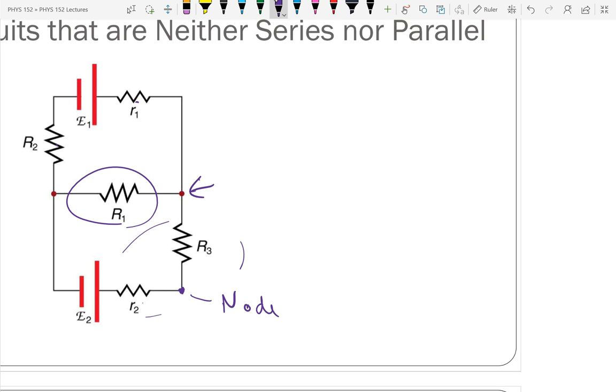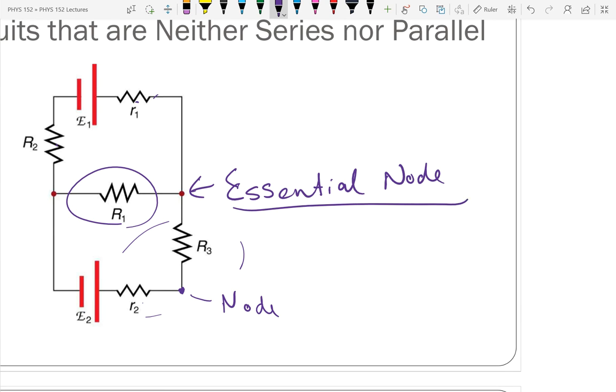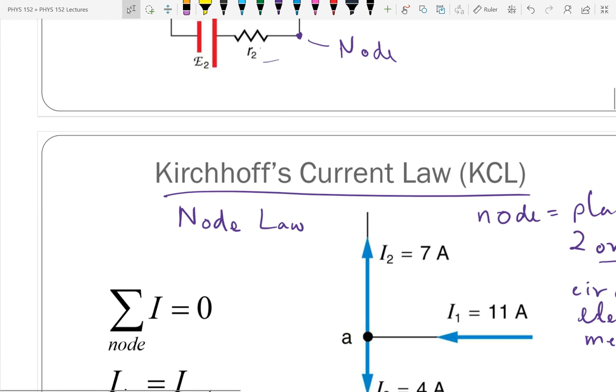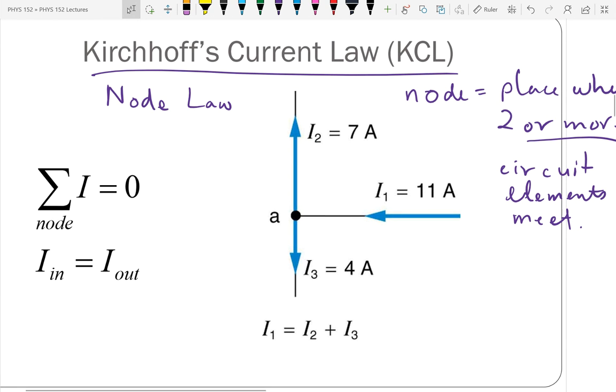This here, we had three things meeting. We had R1, capital R1, lowercase r1, and R3. We call that an essential node. The essential nodes are the only ones that we're going to work with. So we'll be lazy sometimes and just say node and mean essential node. But Kirchhoff's current law is called the node law because it works at any node.